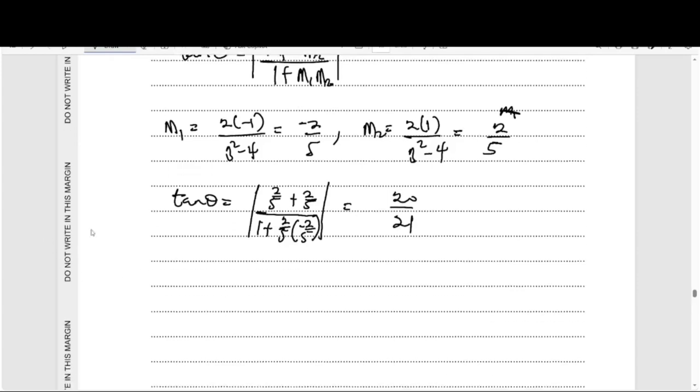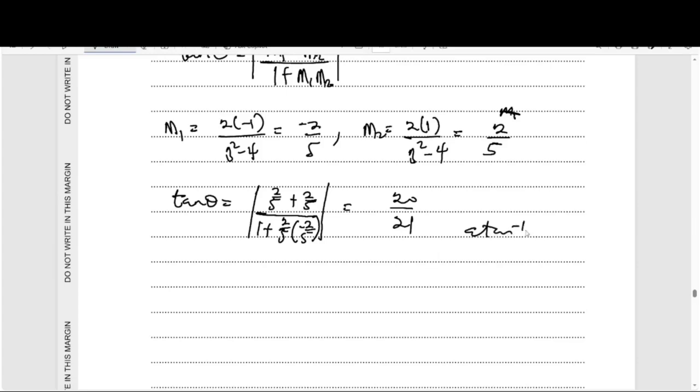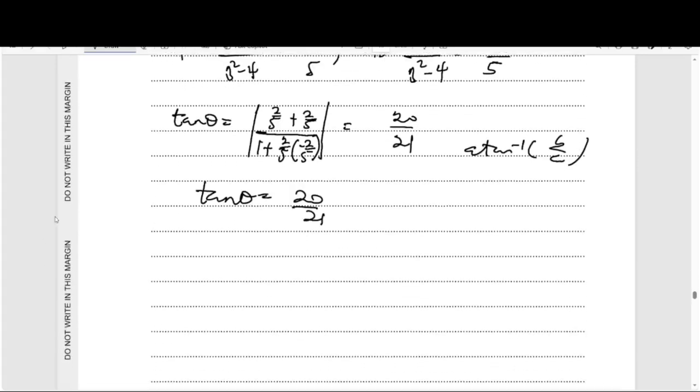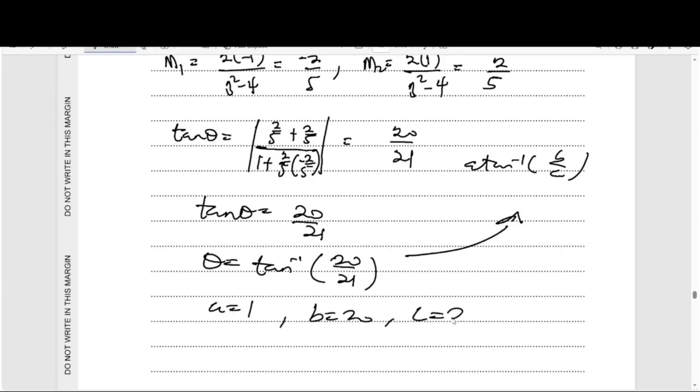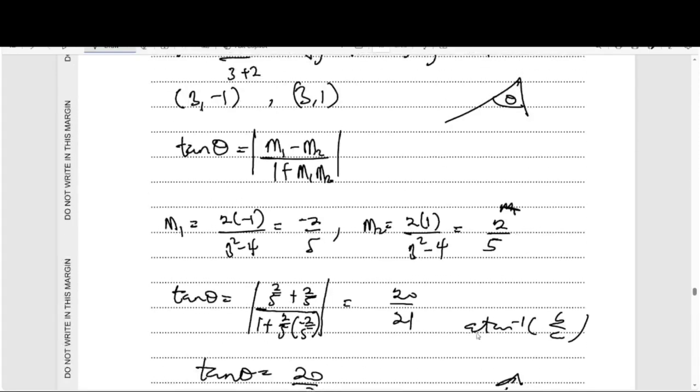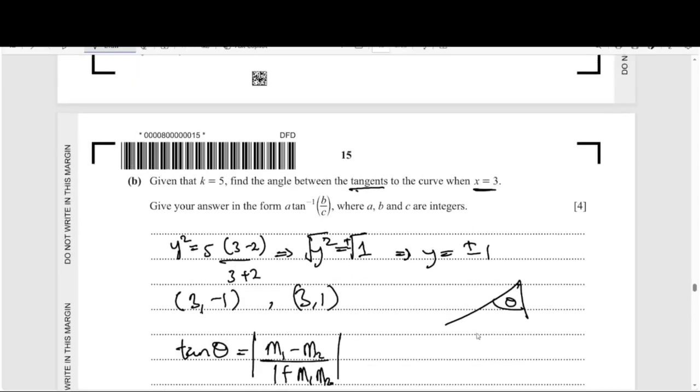Now since we have to leave our answer in the form A tan inverse of B over C, we need to take tan inverse of both. So we have tan theta is equal to 20 over 21, tan inverse of both sides, and then you have theta is equal to tan inverse of 20 over 21, and this is in this form. Then A is equal to 1, B is equal to 20, and C is equal to 21, and that is the answer to question 10b.